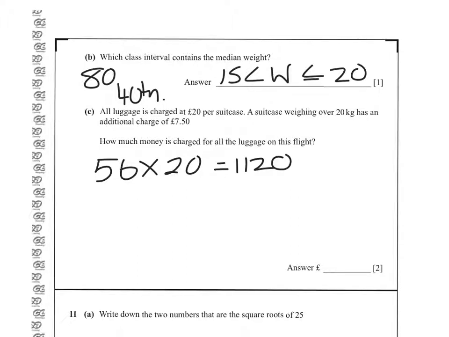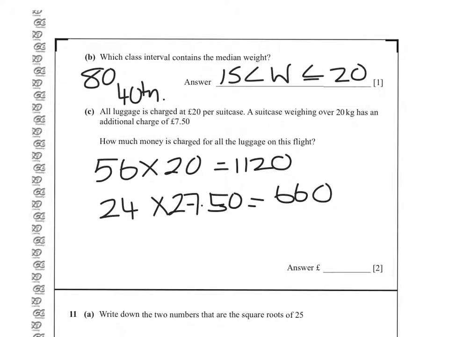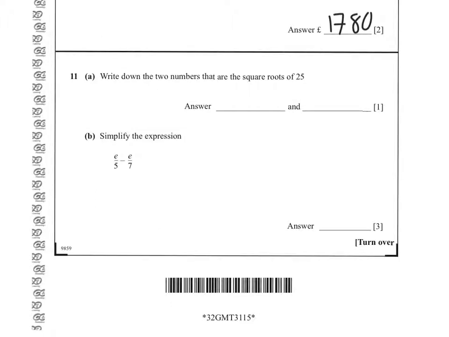That means that there are 24 suitcases which are charged at £27.50. The £20 plus the additional £7.50. So 24 times £27.50 is 660. So altogether 1,780. Two numbers that are the square root of 25 are plus 5 and minus 5.